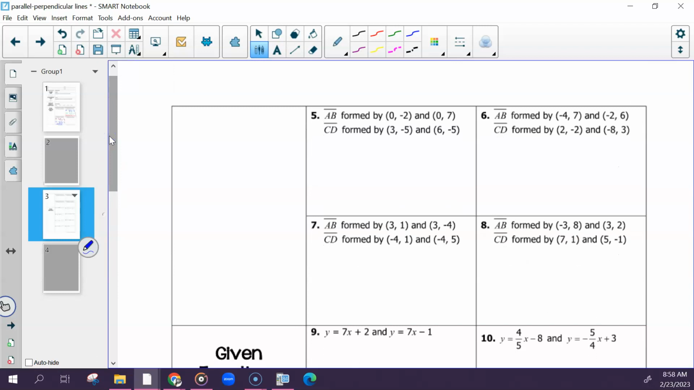On the back, some of you started number 4, that's fine. Move on to the next one. I want to do one more of these and then we'll move on to the next section. For 5, find the slopes of AB and CD.